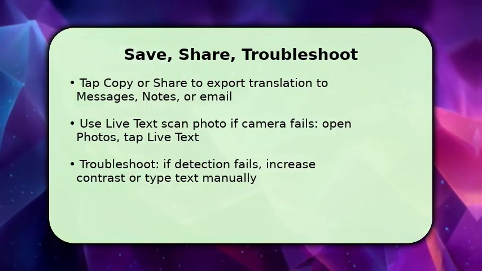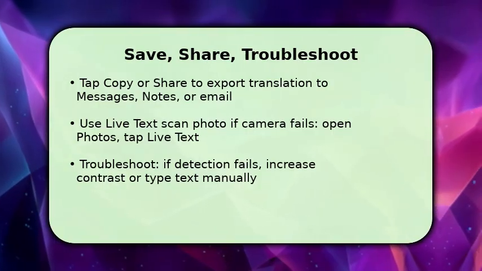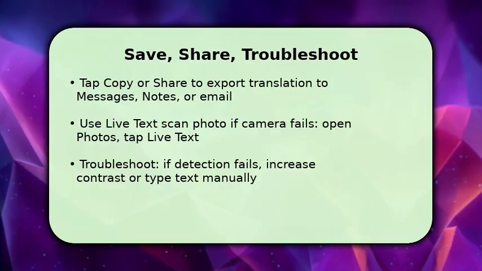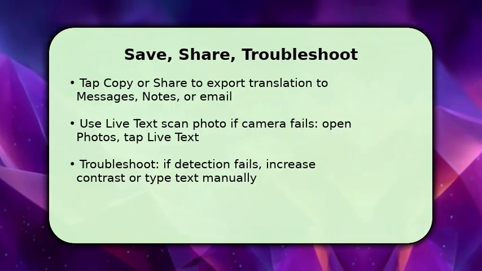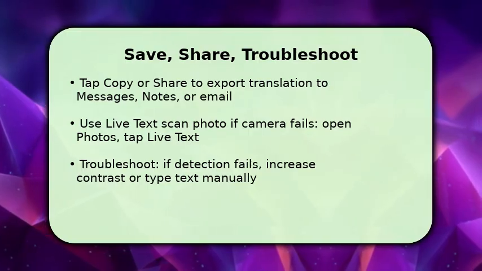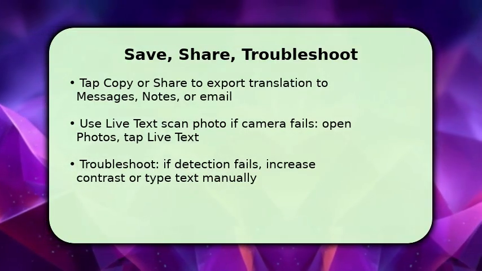If Live Capture struggled, take a photo and open it in Photos, then tap Live Text to run Translate on the still image. Make sure translations are saved before closing the camera. If detection consistently fails, improve contrast, clean the lens, or type the short text into Translate manually. That last step resolves most recognition issues.